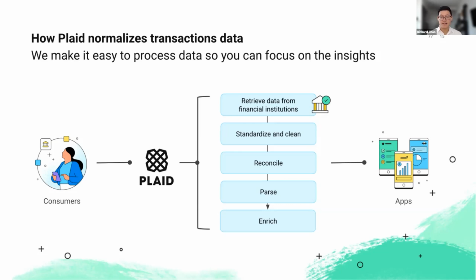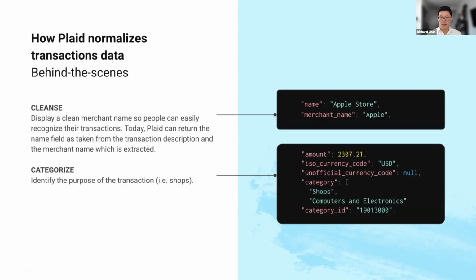All right, now let's dive a bit into what each of these boxes actually mean. So we start with cleansing the name for a transaction. In this example, you can see that we identify that the merchant is in fact Apple. And we also categorize. So again, looking at the example on the right here, we determined that Apple is an electronics store.